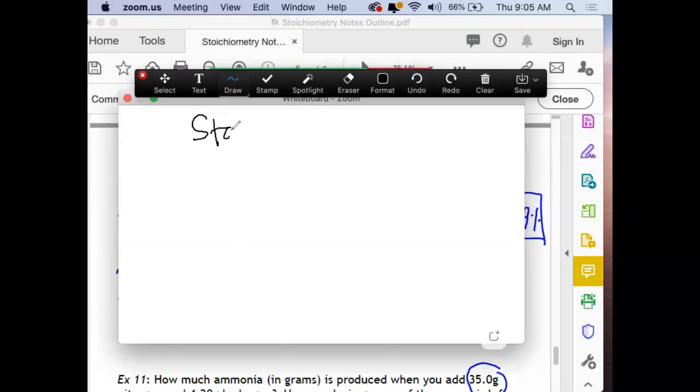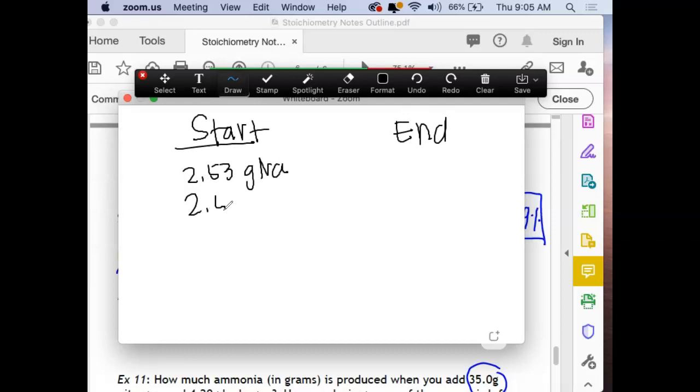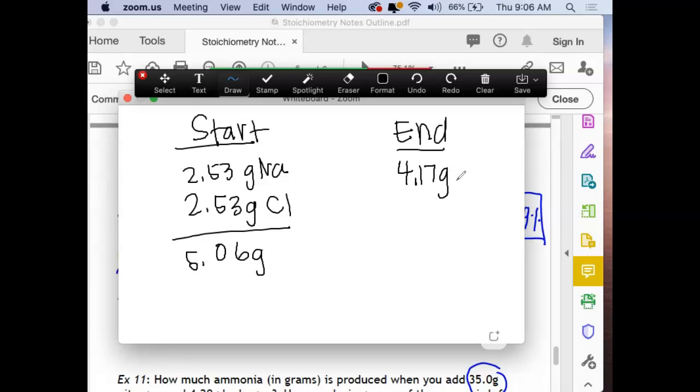So to start, and at the end, we had 2.53 grams of sodium in this problem and 2.53 grams of chlorine. So what's that? 6, 0, 5. So you had 5.06 grams of stuff at the beginning of the reaction. If you look back on this problem, what were we making? Sodium chloride. So the amount of sodium chloride we made, we did all this math, right, was 4.17 grams of sodium chloride was made. Okay.